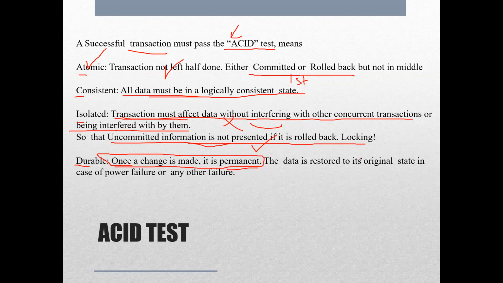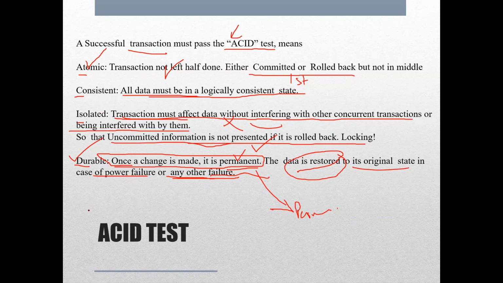Now the data is restored to its original state if it is a power failure or any other failure, like your query does not work fine. So data should be restored to its original position. If you are not restoring data to its original position, it won't be durable data. Why? Because data would be in between a transaction and the change. And if you have made a change and committed a transaction, then that should become a permanent affair. Now that should not change.